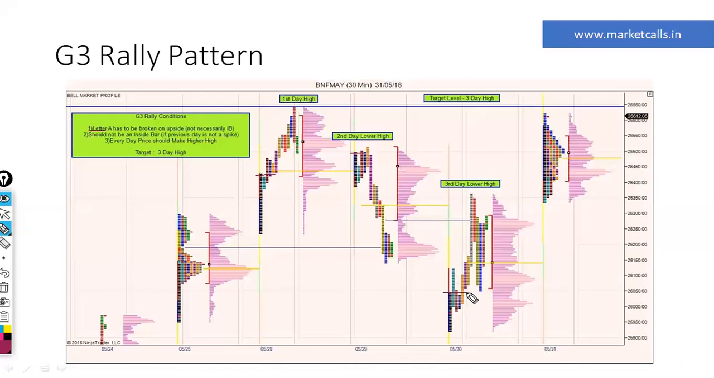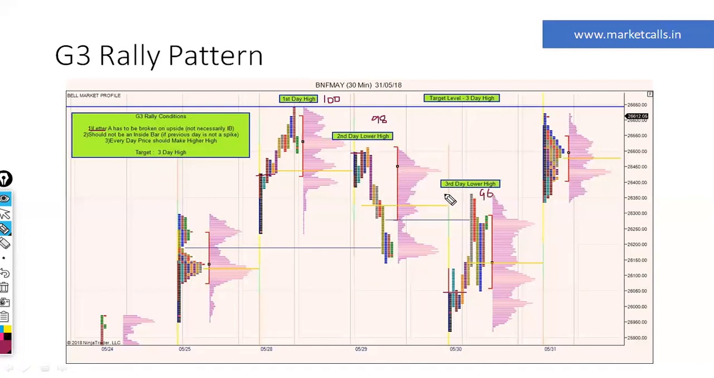And none of the days should be an inside bar. All 3 days, none of them should be an inside bar, and in fact, it should make lower highs. If the first day high is 100, assume that it is 100, the next day let it be 98, which means it should form lower highs. The next day high should again be a lower high, something like 96. So all the 3 trading days, the market is continuously forming a lower high relative to the first day.